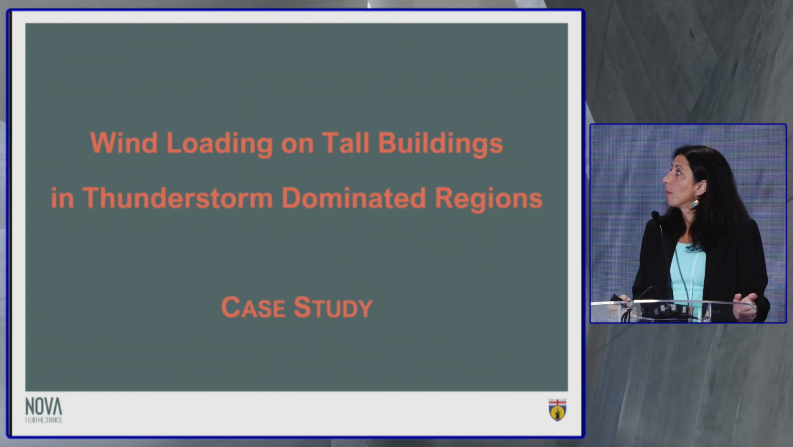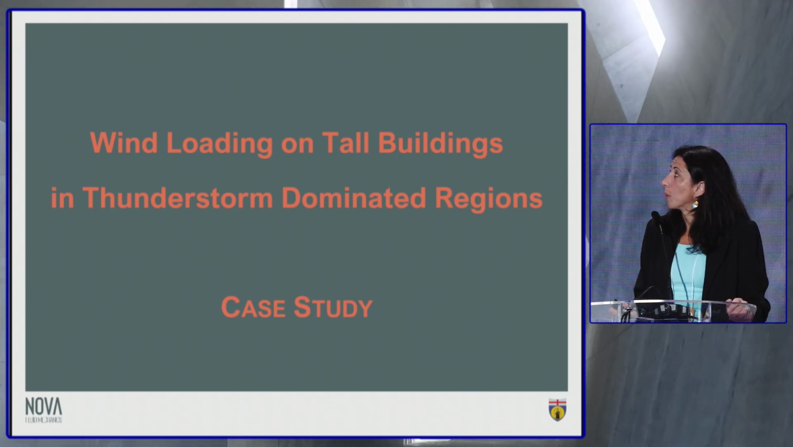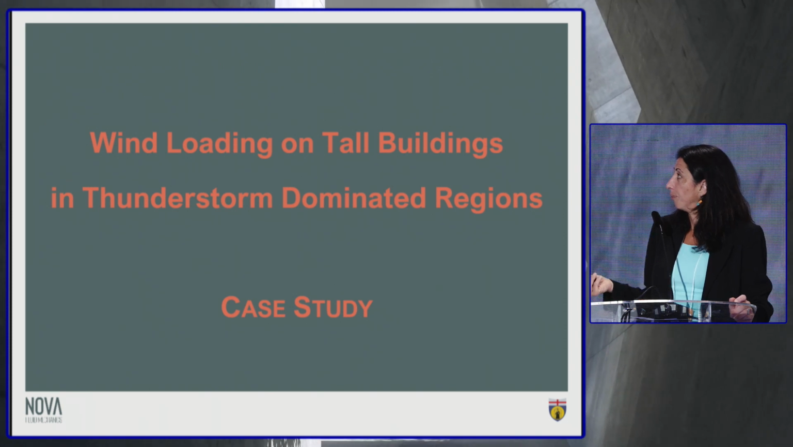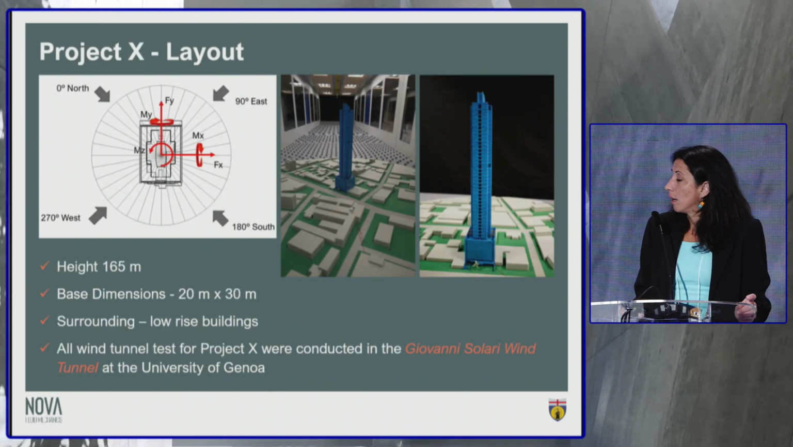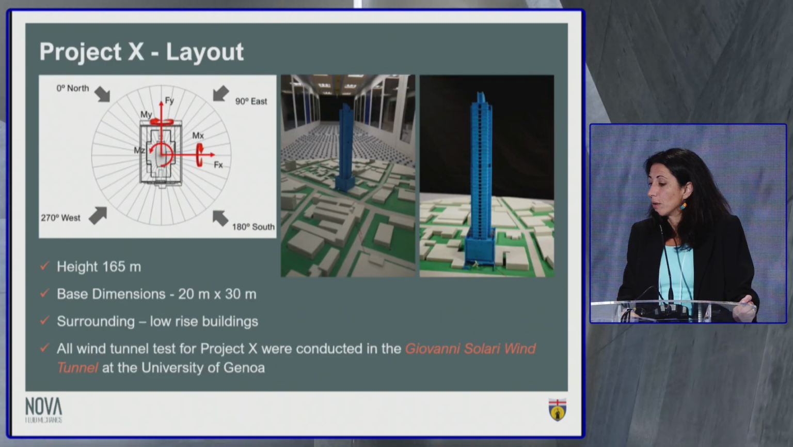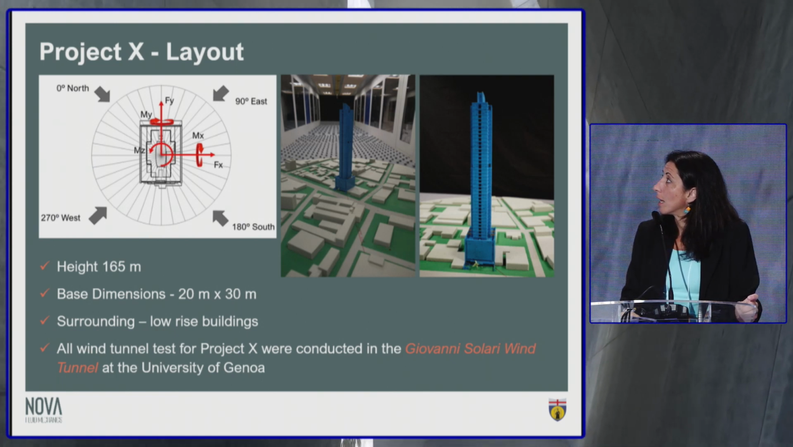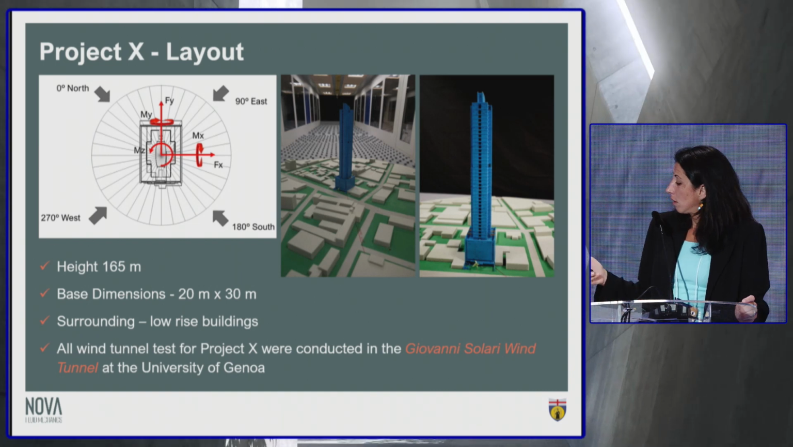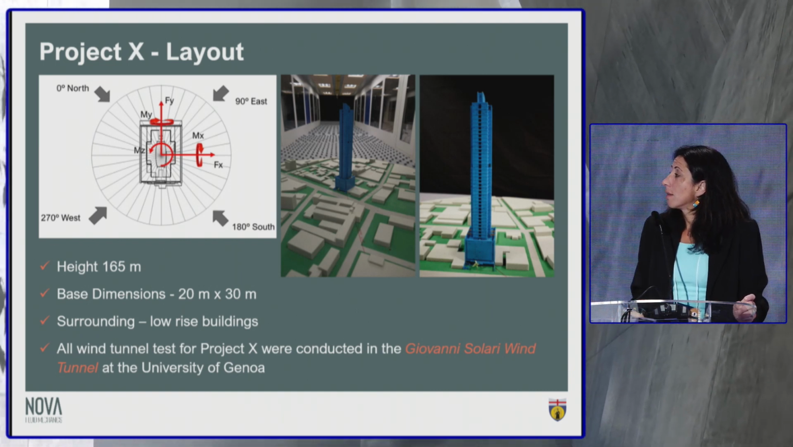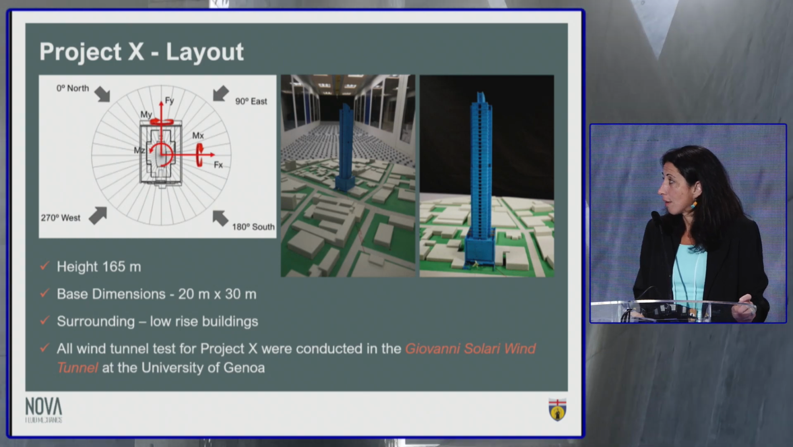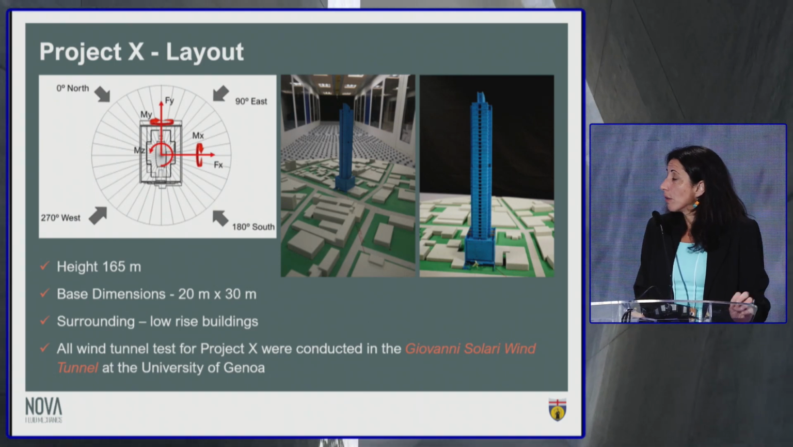So what happens when we are in one of these cases? We need to derive wind loading on a tall building in a thunderstorm-dominated region. I'll explain it via a case study because it's much easier. I'll try to be quick because I only have 10 minutes left. This is a 165 meter tall building, base dimensions 20 by 30, so it's extremely slender. The surround is only low-rise.